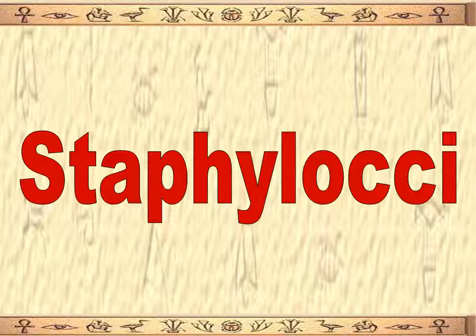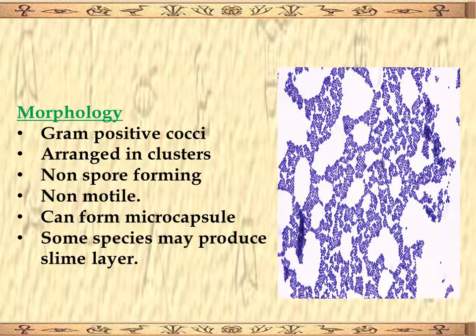It is about staphylococci. We have said before that bacteria are classified into gram-positive and gram-negative according to the structure of their cell wall and the uptake of the gram stain. Each group is further divided into gram-positive cocci and bacilli, and gram-negative cocci and bacilli. Today we are going to discuss a type of the gram-positive cocci, which is the Staphylococcus.